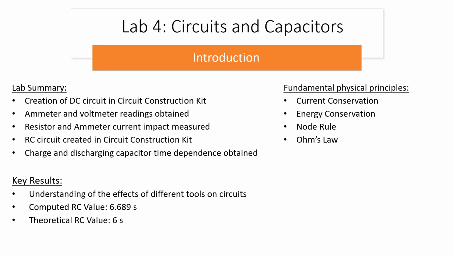In this lab, we began by creating a direct current circuit in the circuit construction kit. By varying the components of the circuit, we obtained ammeter readings that helped us learn about the impact of different instruments. We then made a resistor capacitor circuit in the circuit construction kit and measured the time it took for the capacitor to charge and discharge with different levels of resistance to obtain the capacitor's time dependence.